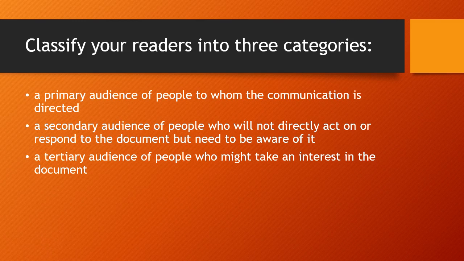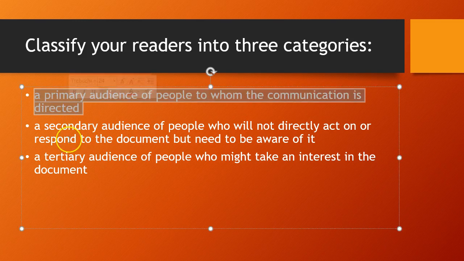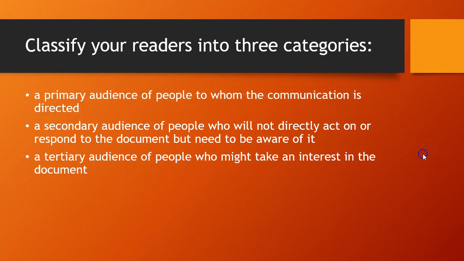Finally, classify your readers into three categories: a primary audience, a secondary audience, and a tertiary audience. The first thing you should pay attention to, and probably the most important one in most cases, is the primary audience. They are the people to whom the communication is directed. So when you're writing a memo to a particular organization or person, or a letter to a particular person, that's your primary audience, who you're directly addressing it to. But they're not the only audience you need to consider.